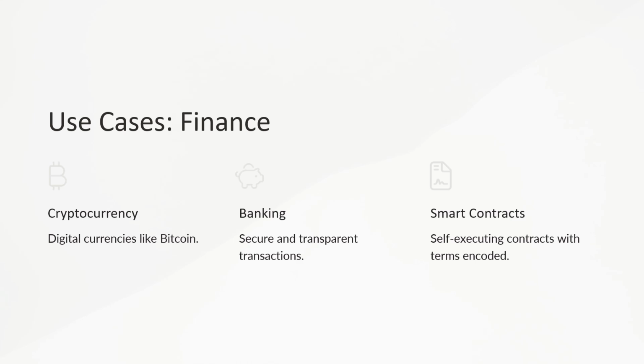In finance, there are cryptocurrencies, which are digital forms of money like Bitcoin. Bitcoin allows Alice to securely and transparently pay Bob without needing a middleman like a bank. It is used for secure and transparent banking transactions, reducing fraud and increasing trust. It can create smart contracts, which are contracts that are automatically executed when predetermined conditions are met. For example, an automatic rental agreement where the payment is released once the tenant receives the keys.